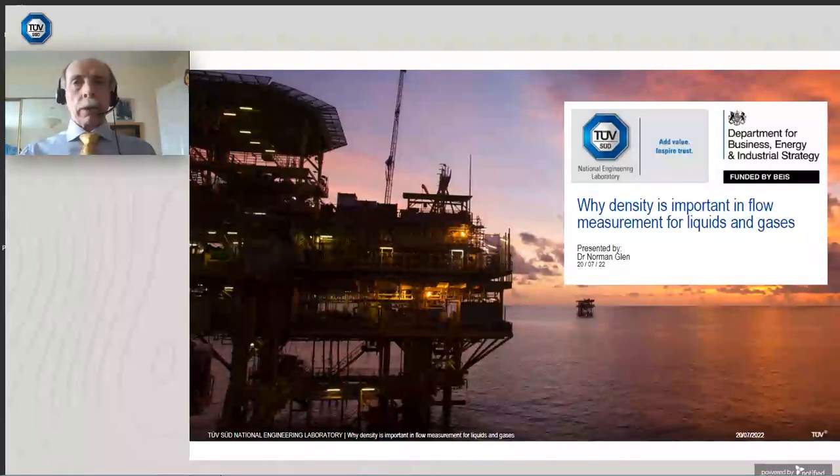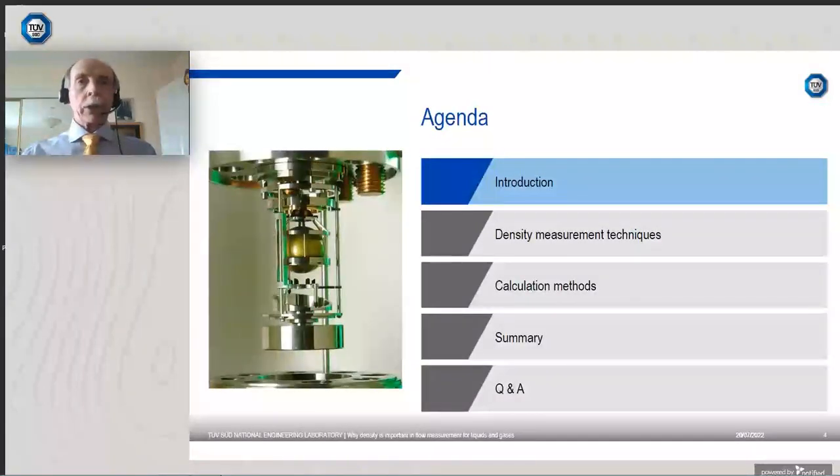So as John said, this is about why density is important for flow measurement for liquids and gases. In the course of the presentation, I will be covering a little bit on the background. What is density? Why is it important? What are the available measurement techniques for measuring density? Then looking at some of the methods for calculating density, both for liquids and gases, and summarize that. And then, as John explained, we will take any questions that have come in and try and answer as many of them as possible, or get back to you with answers afterwards.